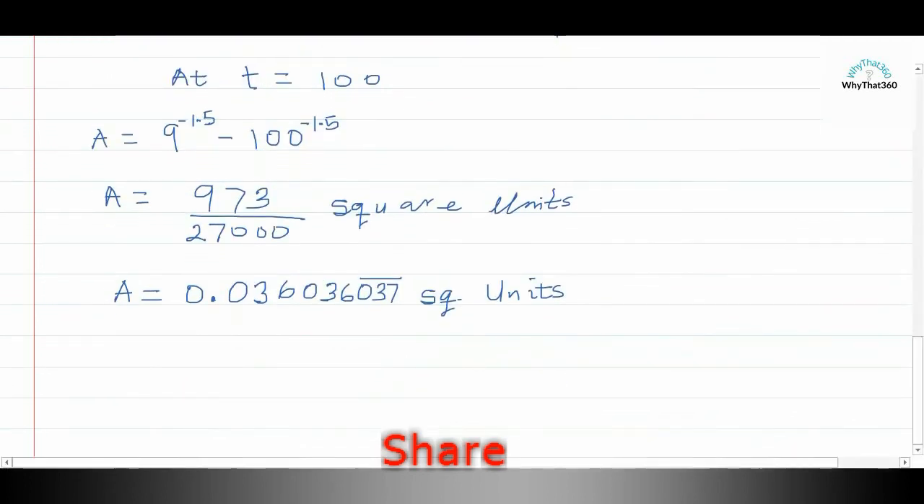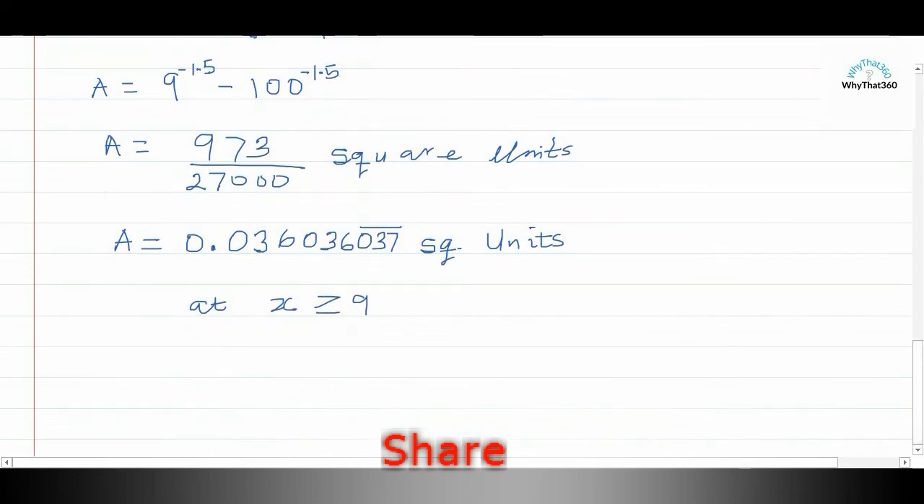The last part of the question said we should find the area at x greater than or equal to 9. At x greater than or equal to 9, that means the upper limit keeps going, so it goes up to infinity. So we can say at that point t is also infinite. Let me write it a little bit bigger, so t will be up to infinity. So this is what happens.